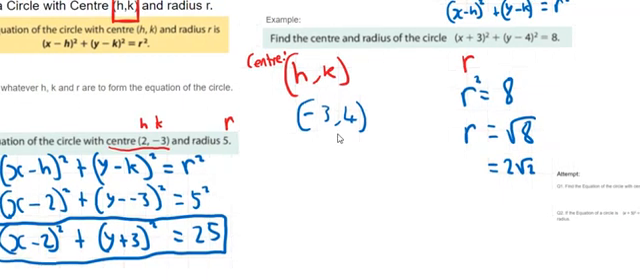That's the tricky bit there, is that it'll always be the opposite signs of whatever is in here and in here. So because it's a plus 3 in there, your center is minus 3, and because it's a minus 4 in there, your center is positive 4.